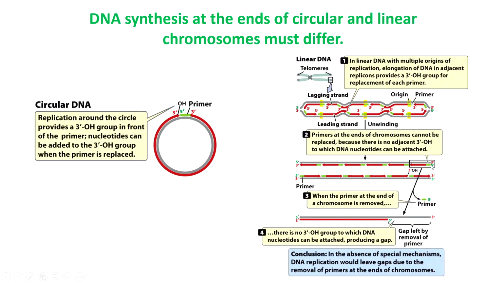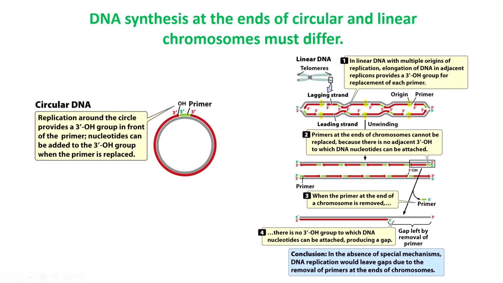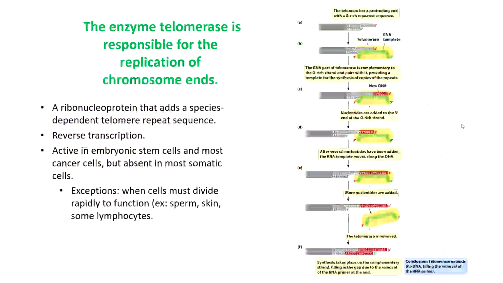But what about the end? When this primer is removed, we now have a gap left over, and there's no additional template up here with which to synthesize a primer. And so what do we do? We just have this big gap. This means that we're going to lose some part of our genome every single time it replicates. So we need to come up with some solution to that problem. And the solution that evolved was the addition of a telomere, or the end cap on the end of a chromosome that doesn't have any protein coding genes and is allowed to degrade over time without any physiological consequence.